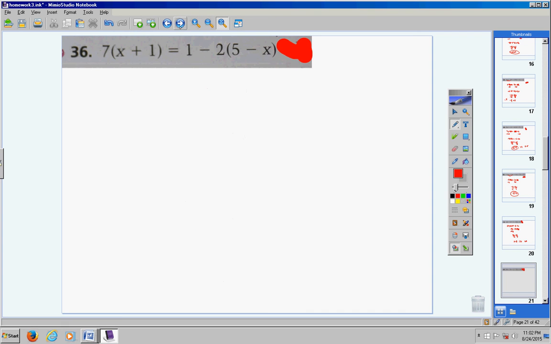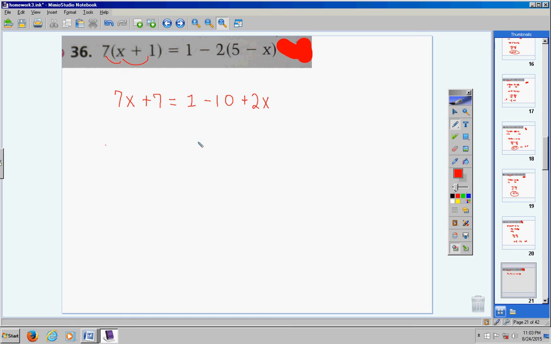Number 34. Okay, here we go. Let's simplify each side. Over here we could take a 7 and distribute it through. 7 times x is 7x. 7 times 1 is 7. Now let's look at the right side. Obviously the positive 1 right here is not right next to the parentheses, so we're not going to multiply it through the parentheses. However, we are going to multiply the negative 2 through. So bring down your positive 1. Negative 2 times positive 5, negative 10. Negative 2 times negative x, positive 2x.